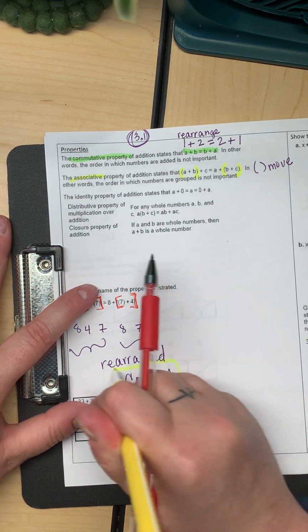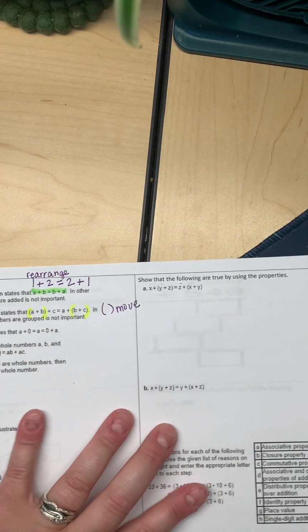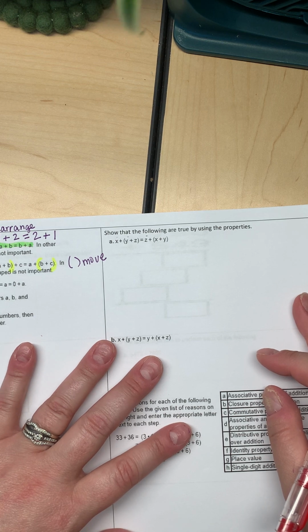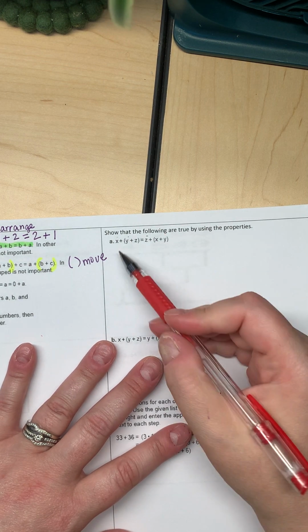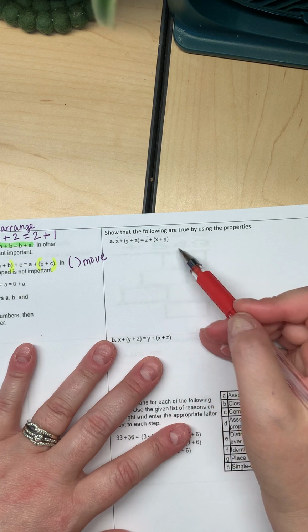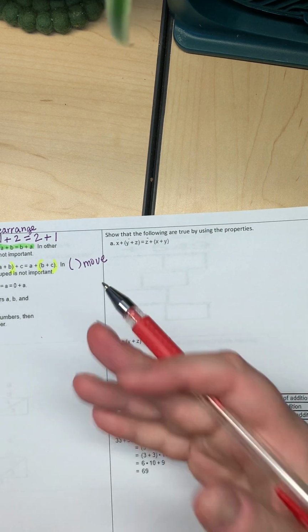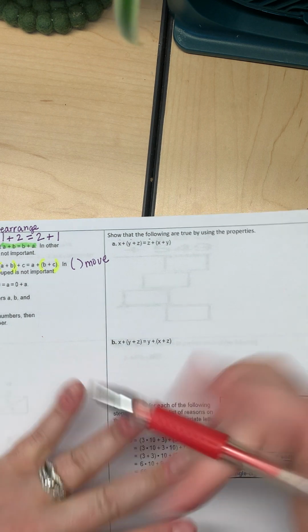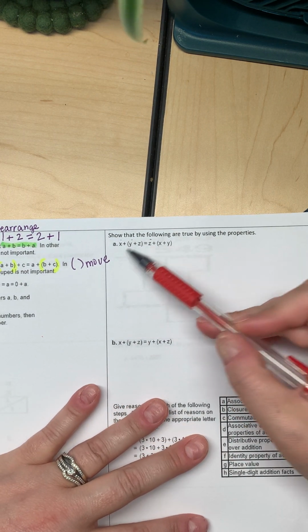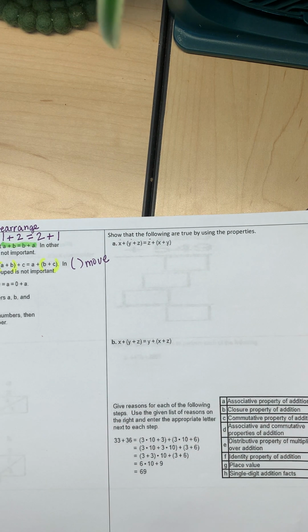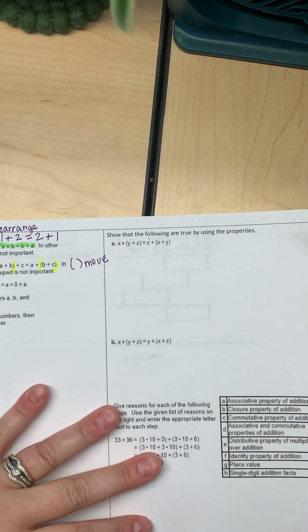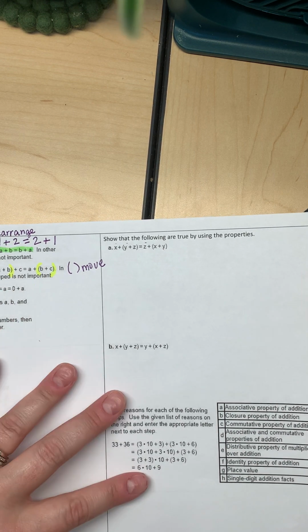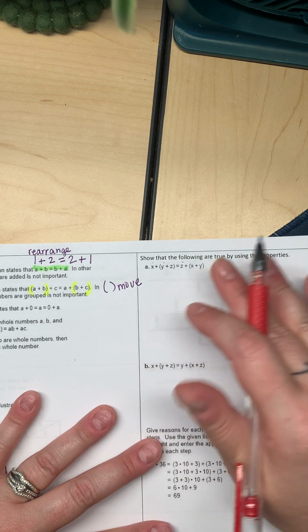Let's look at the next one. It says, show that the following are true by using the properties. So this is saying the XYZ and the ZXY, no matter which way you add them, you still get the same thing. They are supposed to be the same thing on both sides. So what we're going to do is show that they are the same on both sides.